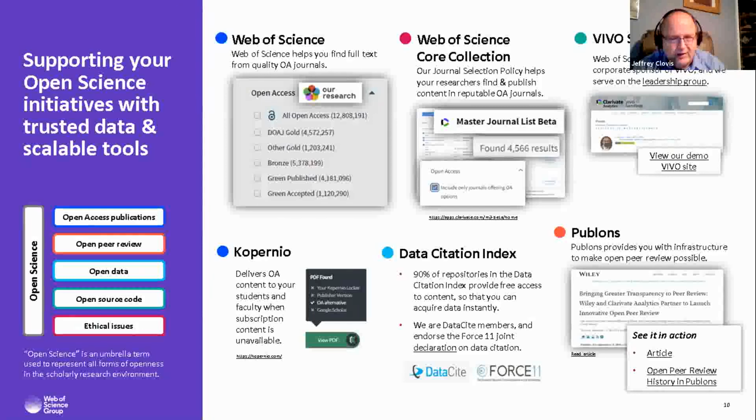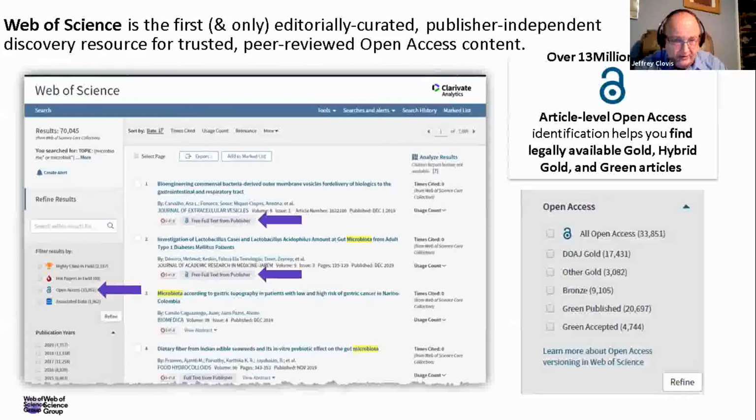The hybrid open access, hybrid gold, bronze, and green published and green accepted, they're all included in the Web of Science core collection for every subscriber. And we also cover over 4,000 titles from the DOAJ. We also have Copernio, and I want to talk about Copernio and Publons and dwell on those two things.